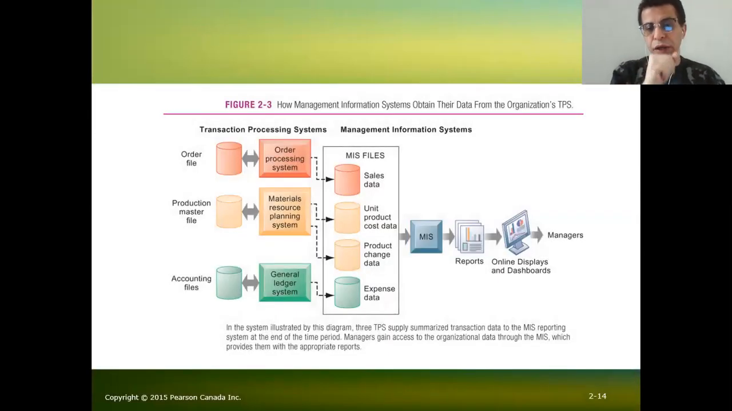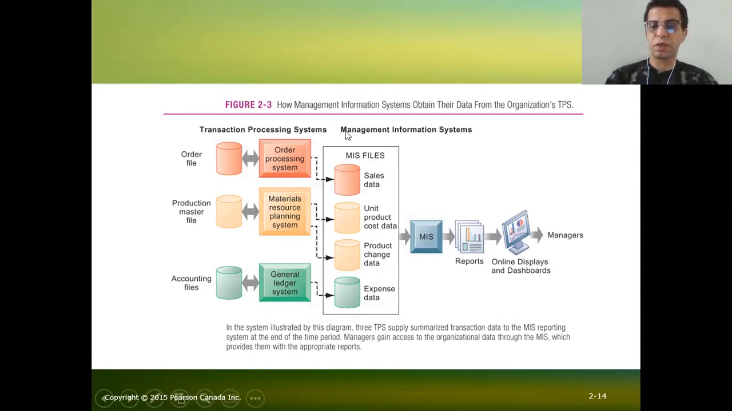Now, how does the management information system obtain its data from the organization? The TPS basically has databases, so they have the order file, the production master file, and say the accounting file. So when order processing is happening as part of the TPS, and this order processing has the material resource and planning system for it to produce, and goes to the general ledger, they're all generated.